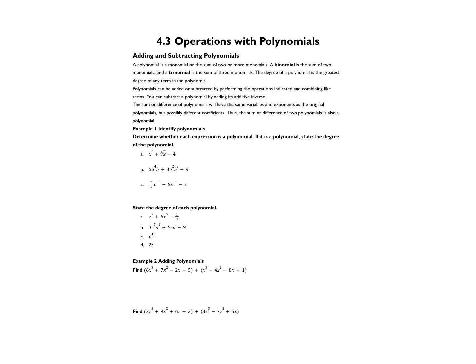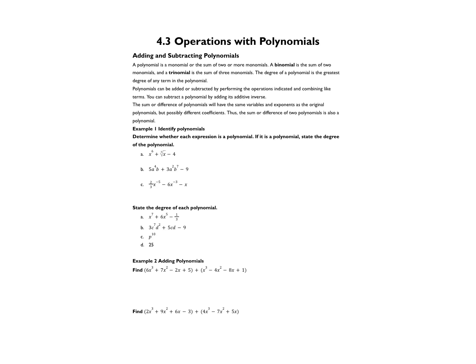The degree of a polynomial is the greatest degree of any term in the polynomial. Polynomials can be added or subtracted by performing the operations indicated and combining the like terms. So you can subtract a polynomial by adding its additive inverse. So it's important when we subtract, we're actually not going to subtract, we're going to add its additive inverse. The sum or difference of polynomials will have the same variables and exponents as the original polynomials.